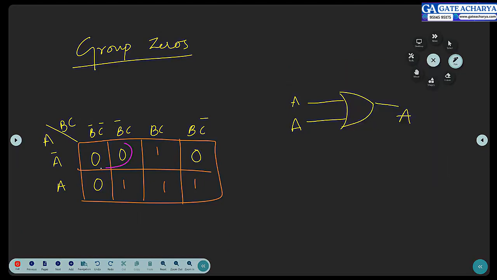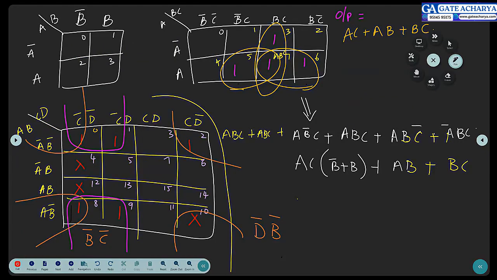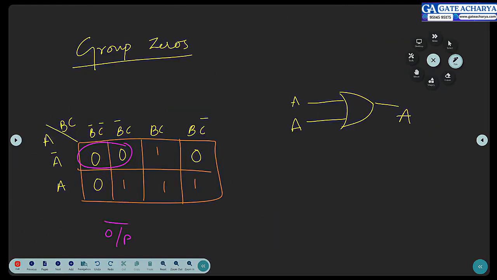Say these two cells you group. In the previous case, when you group ones, we said output equal to so and so. When you group zeros, output bar equal to. That is the important change. Whenever you group zeros, output bar equal to whatever you get. So what do you get in these two? The common terms are A bar, B bar. The same way you write.